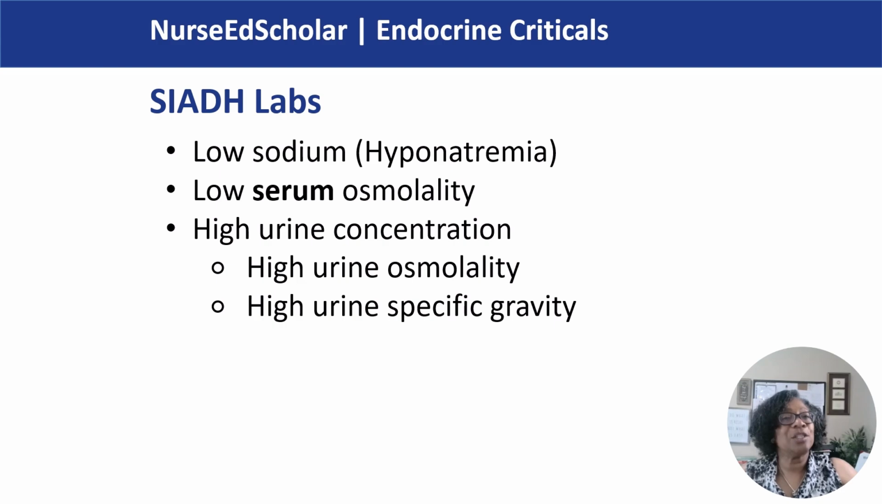The urine osmolarity will be high because they're holding in all of the fluid, so the patient's not urinating. So the urine is actually going to be concentrated. And that is why the urine specific gravity is also high because the urine is concentrated. Okay, so we said the sodium is low, serum osmolarity is low, urine osmolarity is high. Urine specific gravity is high. Why? Because the body is holding on to water, diluting the blood, concentrating the urine.